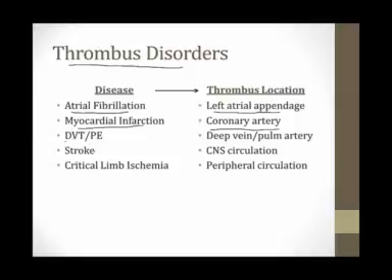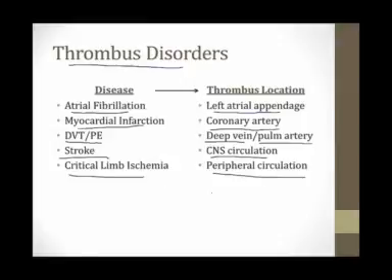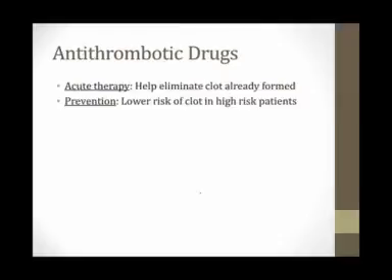In deep vein thromboses or pulmonary embolisms, there is formation of clots in the deep veins of the legs, which can travel to the pulmonary artery. A stroke is a blood clot in the central nervous system circulation, and critical limb ischemia is a blood clot in the peripheral circulation, usually to the leg, causing a decrease in blood flow. So in all of these disorders, antithrombotic drugs are used for treatment.